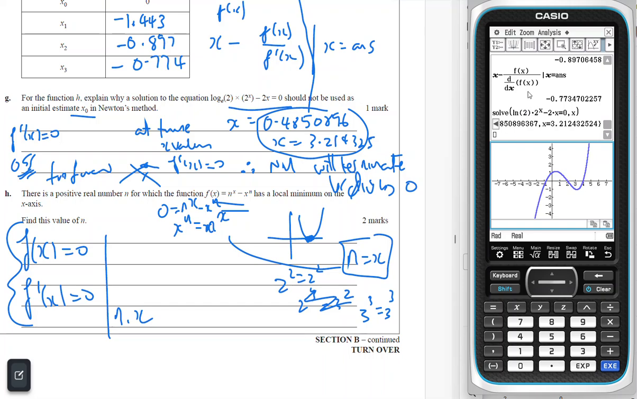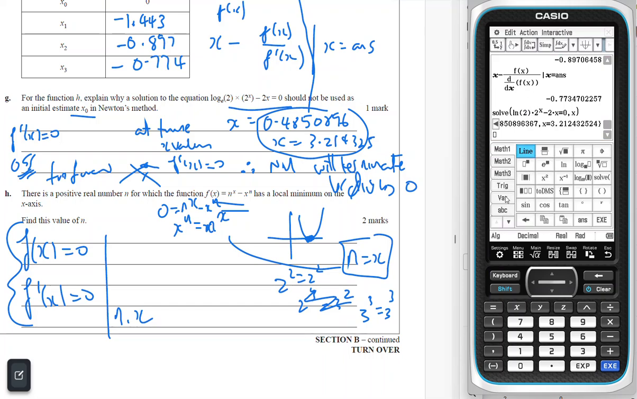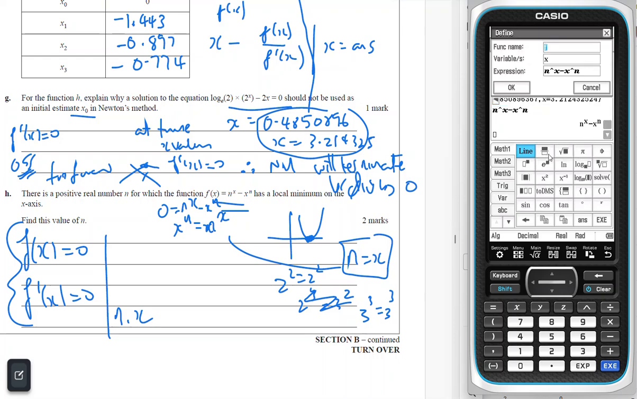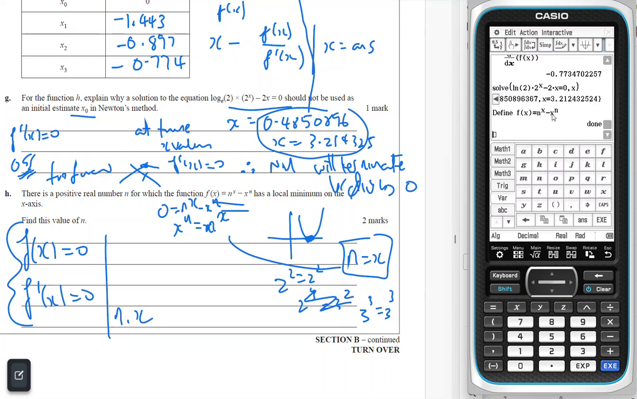So I'm now going to define n to the power of x minus x to the power of n. Press the x here, make sure it's all okay. It is. Define that. Now I've got my f of x. So I'm going to copy that and I'll set up simultaneous equations.